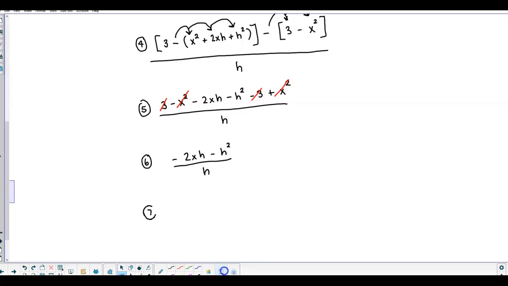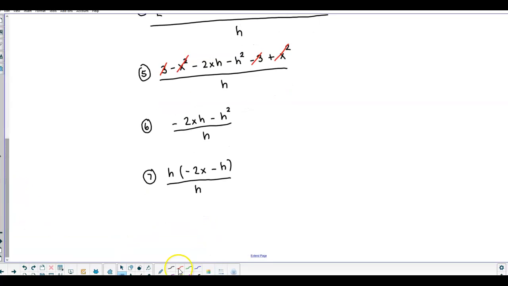Okay, now we're not completely done yet because in our numerator we have two terms that have something in common. What they have in common is an h, so we can factor out an h, and what's left is negative 2x minus h. And then we're going to divide that by h. What that allows us to do is simplify this h. And then our final result, or our answer, is going to be negative 2x minus h.